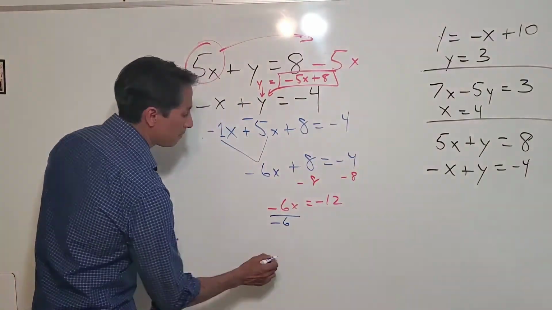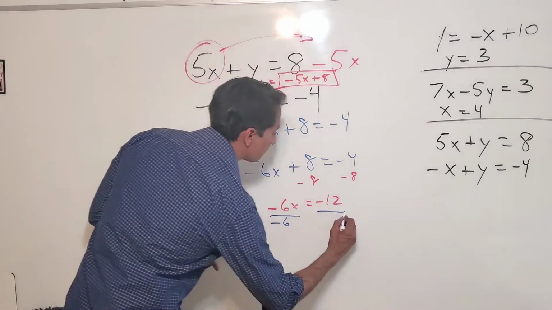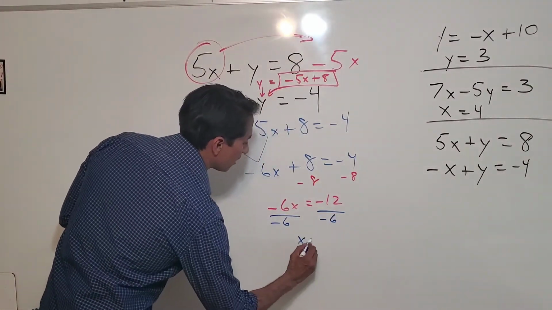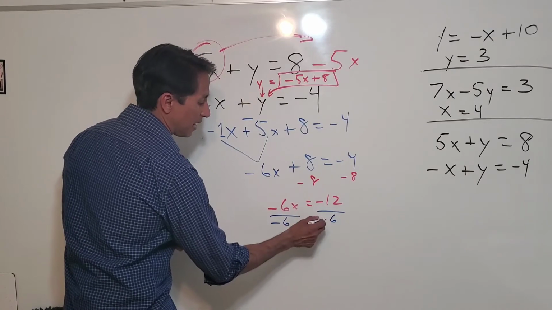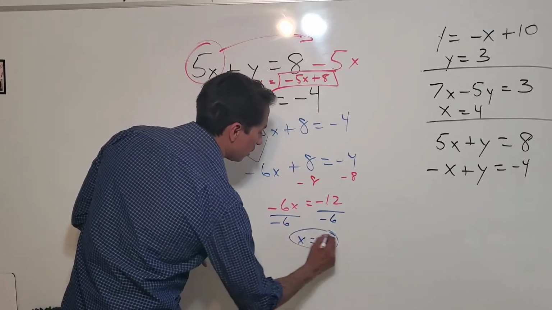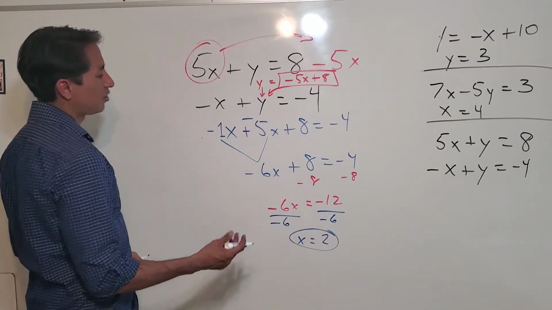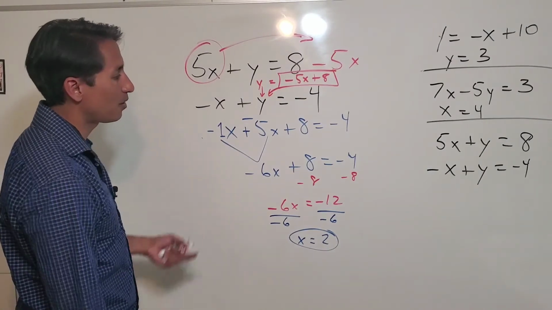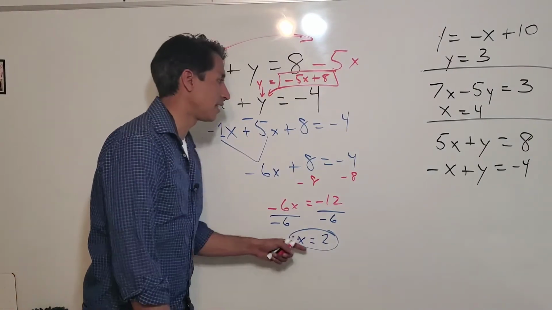Negative 6, I divide both sides by the same thing. What you do to one side, you do to the other. Negative 12 divided by negative 6 is 2. And you might be like, Josh, okay, you got 1, but what about the other one? How am I supposed to figure out the other answer?